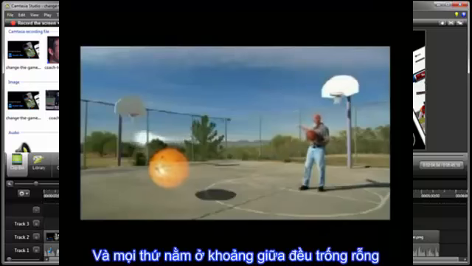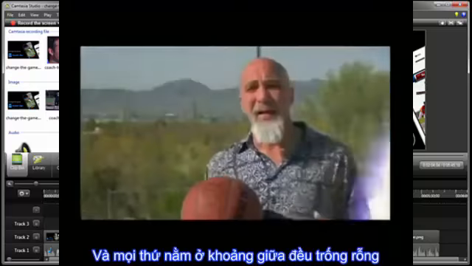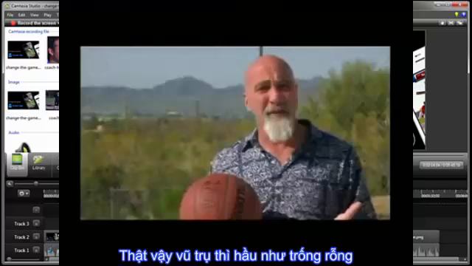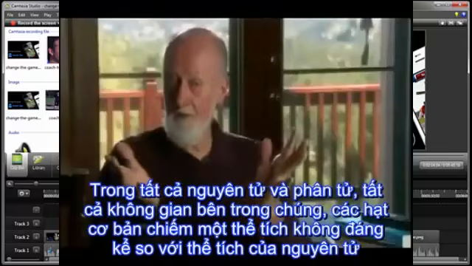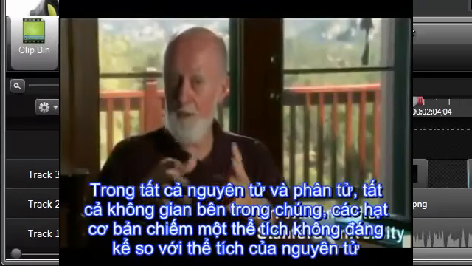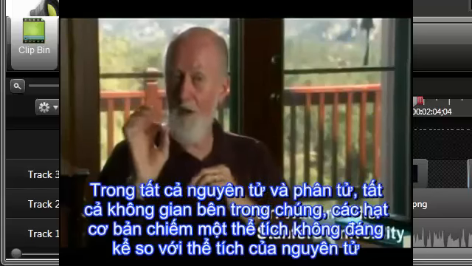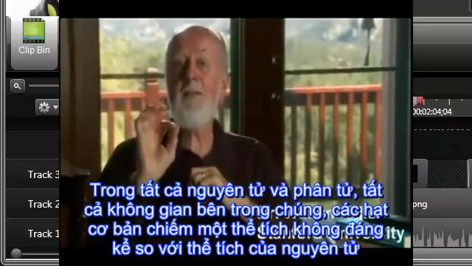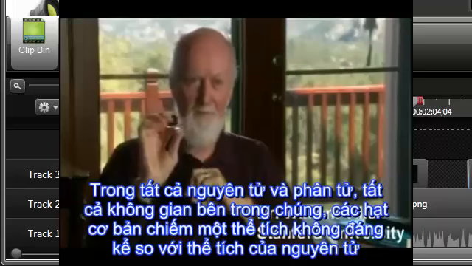And in between is empty. In fact, the universe is mostly empty. Within all the atoms and molecules, all the space within the particles take up an insignificant amount of the volume of an atom.